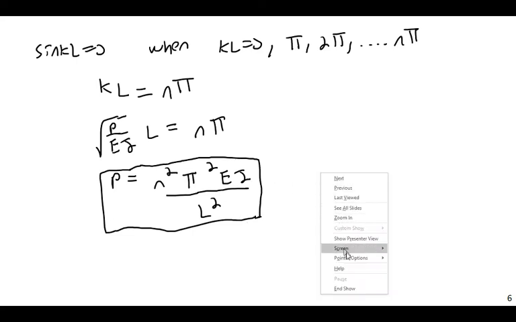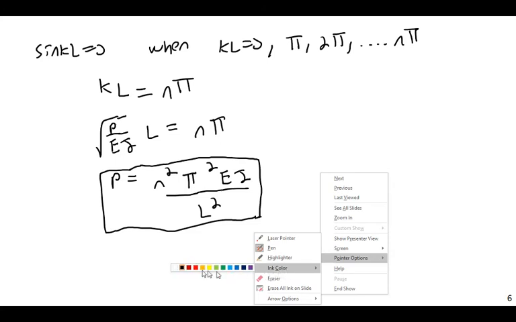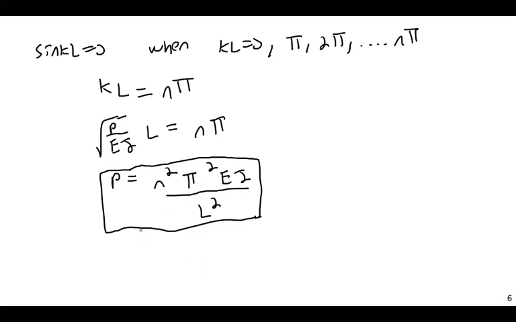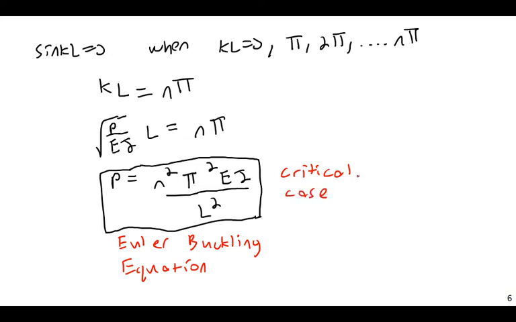This is the Euler buckling equation. Now, I want to talk a bit about this n factor. You may remember this from mechanics of materials. However, we have the critical case here. The critical case is where n equals 1.